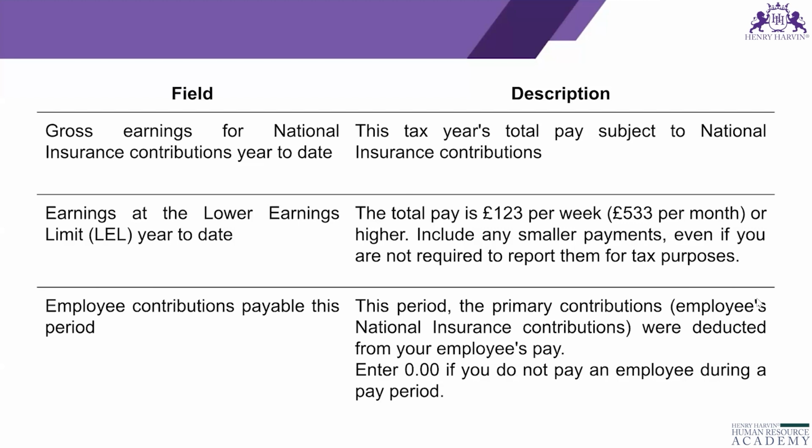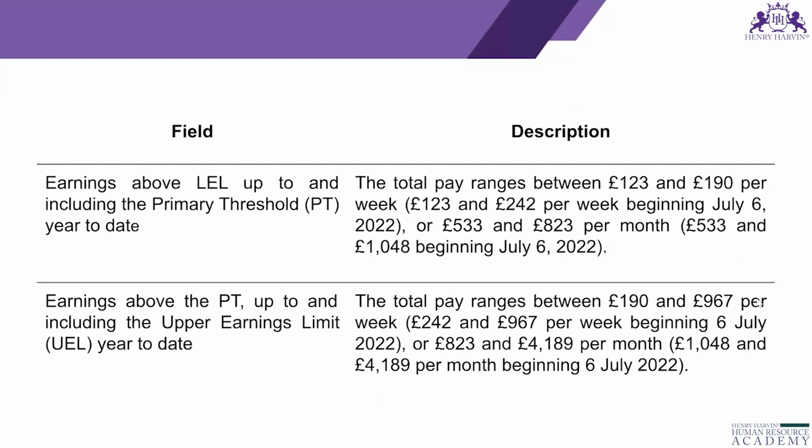Okay, understood? This period, the primary contributions, employees national insurance contributions were deducted from your employees pay. Enter zero if you do not pay an employee during a pay period. You can mention zero. Earnings above LEL up to and including primary threshold. The same way, like we broke it down, it is mentioned. Then earnings above PT up to upper earning limit. Again, this will be bifurcated. So in case someone's salary doesn't reach this level, it will be zero for that employee in this field.